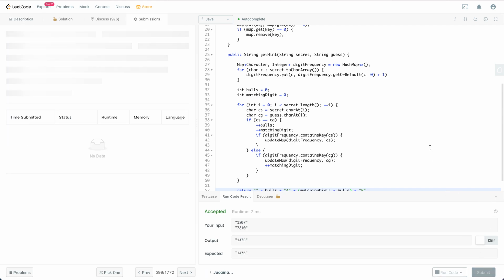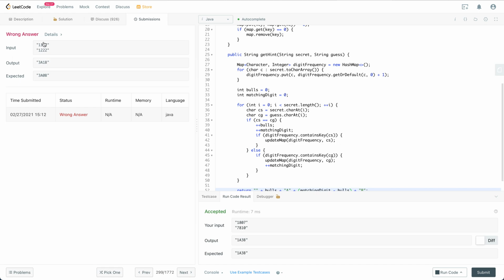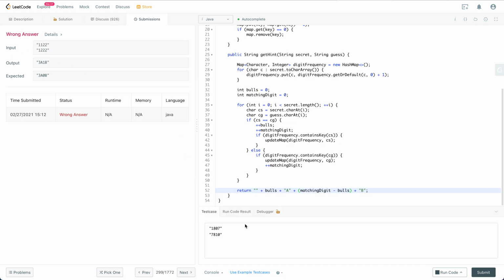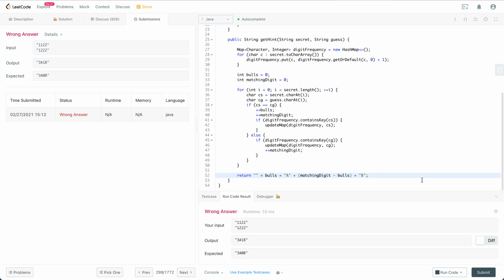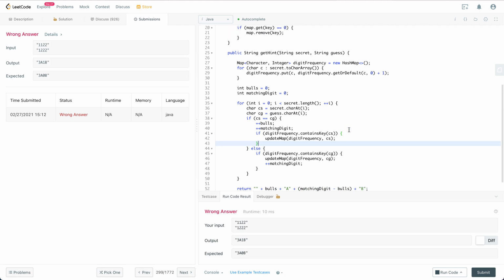Let's do a submission for it. Okay, it's wrong answer. Let's see why. So here we have one two twos, and we have expected 3A and 1B. So 3A is right, but why do we have 1B here? So let's take a look.